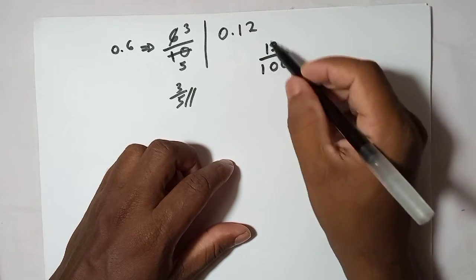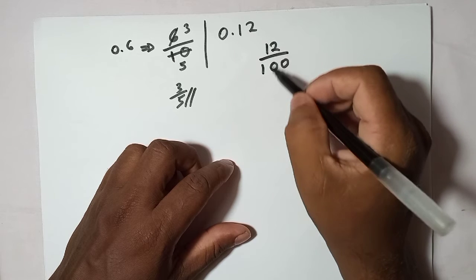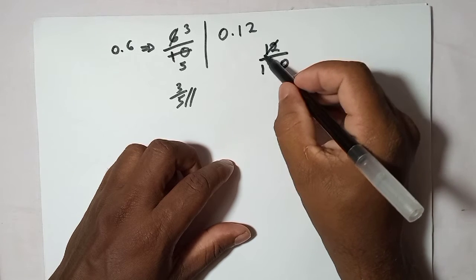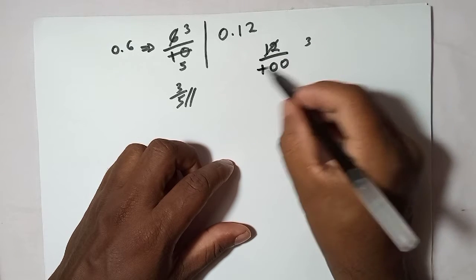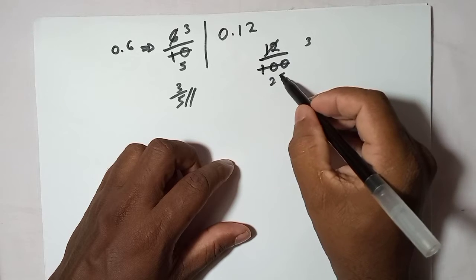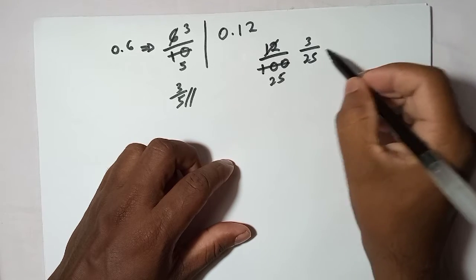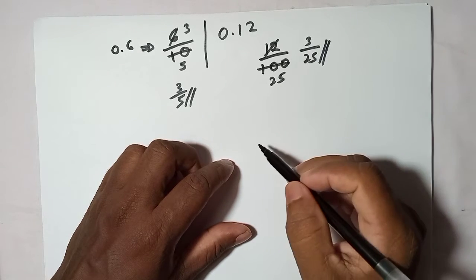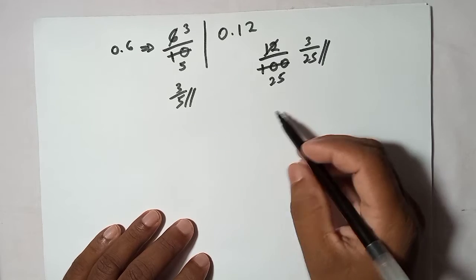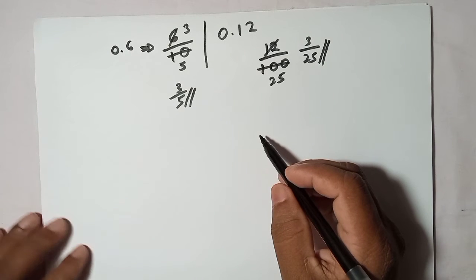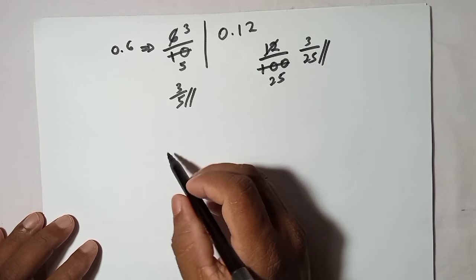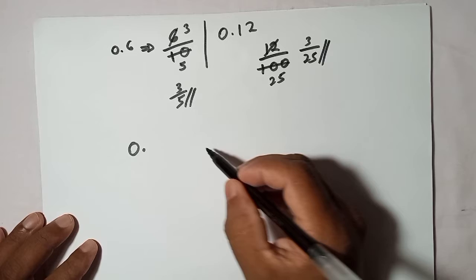Now you can simplify this one again. You can divide both by 4. How many 4s are there in 12? 3. How many 4s are there in 100? 25. So the answer is 3 over 25. It's like that.